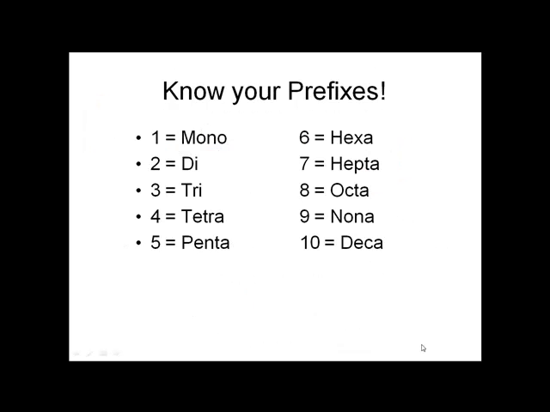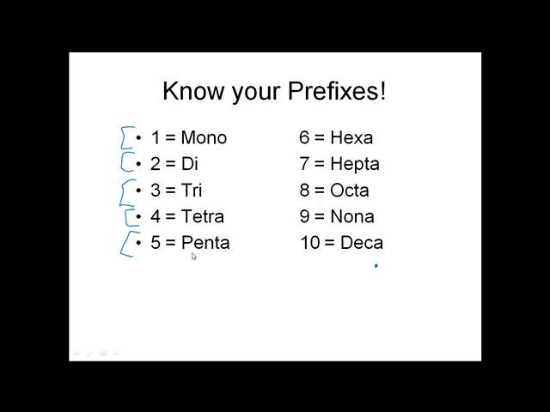Here are the prefixes. Learn them. They're not hard. You know most of them already. All right, we've already said we know mono, that's easy. Di is 2. Tri is 3. Tetra is 4. We've all played Tetris before. All these shapes in Tetris are made out of 4 blocks put together. That's where they get the name tetra from.